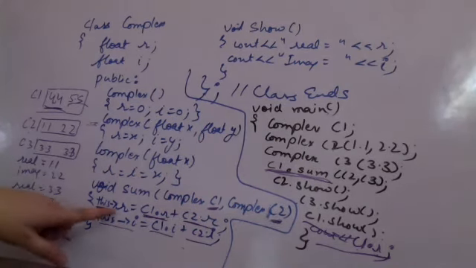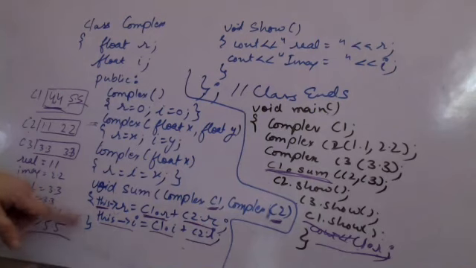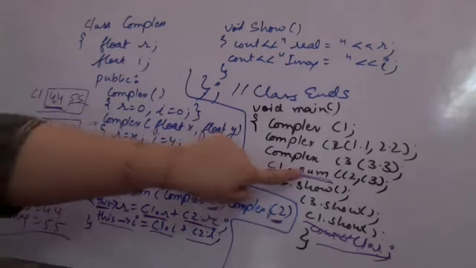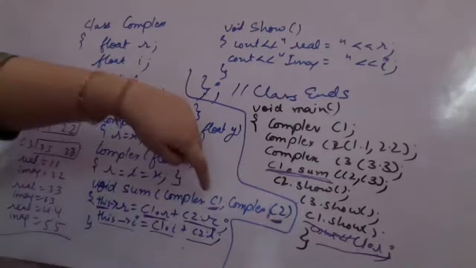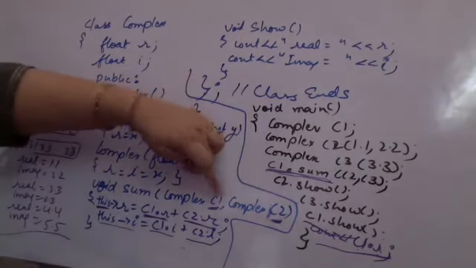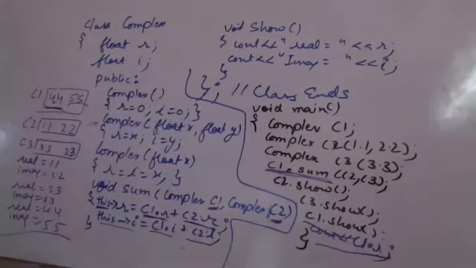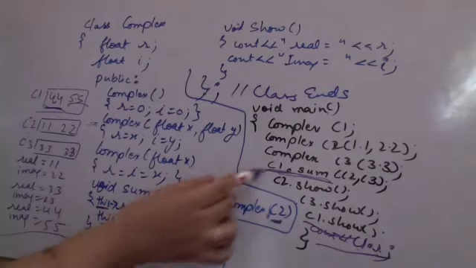So this dot r, this dot I is referring to the calling object. C1 is calling sum, so it is C1 dot sum. So C1 is the calling object. So this pointer is pointing to C1 here. C2 has been copied into C1 and C3 has been copied into C2 here. After the calculation, the result is automatically there with C1.